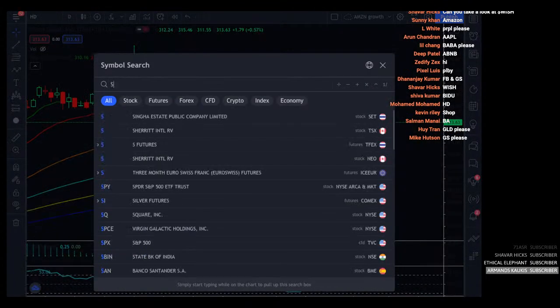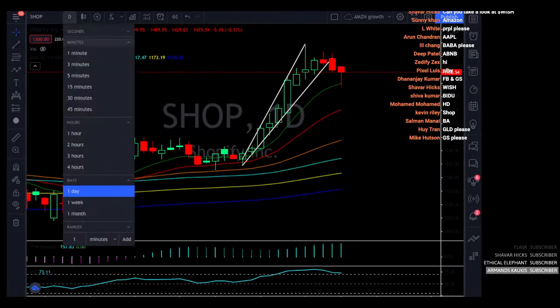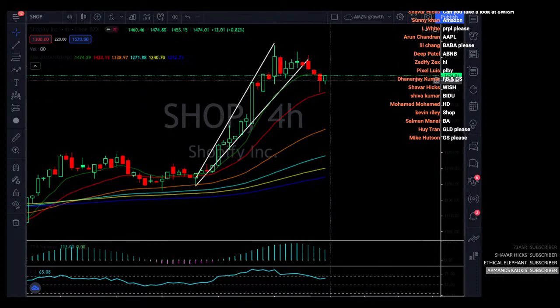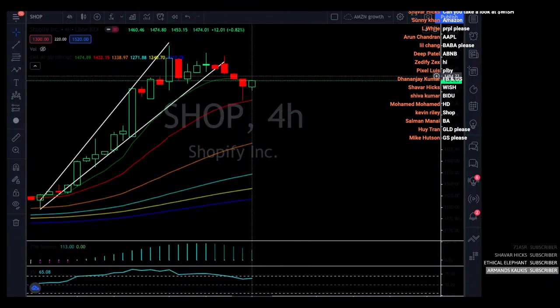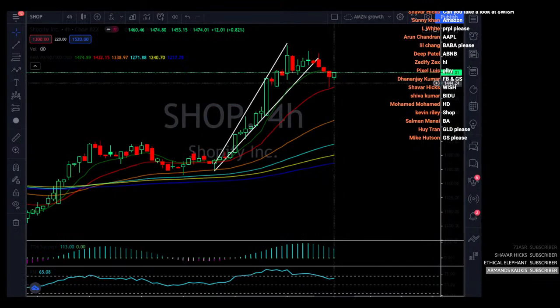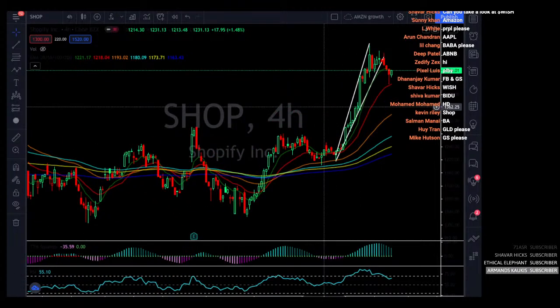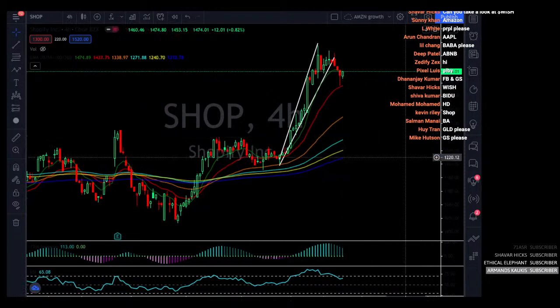For Shopify. All right, so for Shopify, it looks like I did plot out this ascending broadening wedge a couple of days ago, and Shopify did play out of this pretty beautifully. It did bounce off the 21 EMA, and it did reject the 9 EMA actually. So I am expecting Shopify to go right back down to the 21 EMA pretty easily. We did reject the 9 EMA, which is not good for Shopify, because now that we're in a downtrend, Shopify can go right back down to 1.4K, 1.43K. We're just going to have to see where Shopify is going to go. We might just consolidate here. We might go right back down to 1.27K. We just have to see.